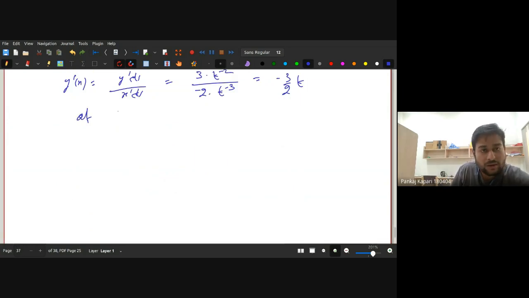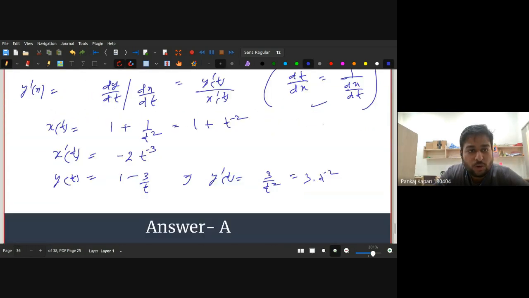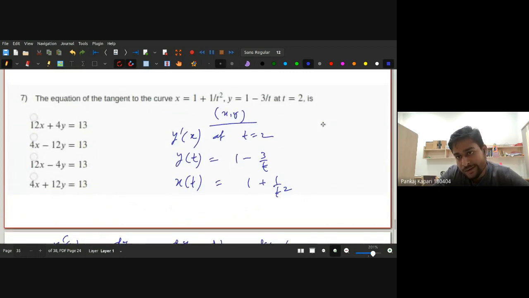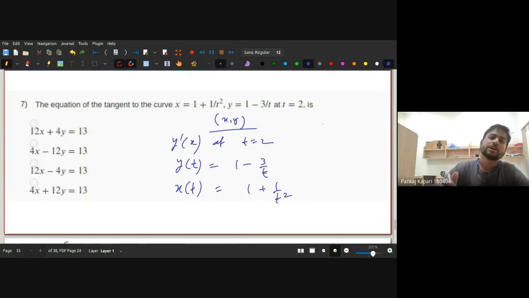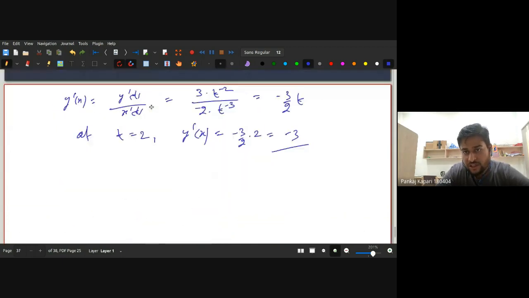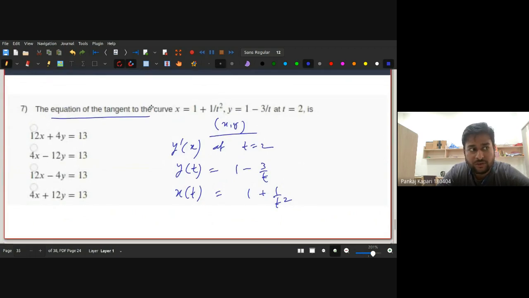Now at t equal to 2, y prime of x is equal to minus 3 by 2 into 2, which is minus 3. So that is the slope at t equal to 2 of the curve. Okay, so we have just found the slope. We also have to find the equation of the tangent. We have the slope of the curve. Now to find the equation of the tangent, we also need the point at which we are finding this tangent.